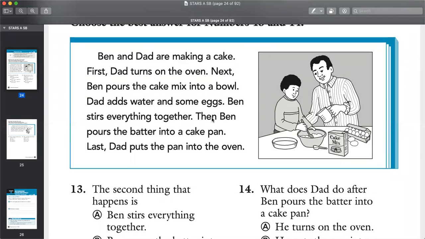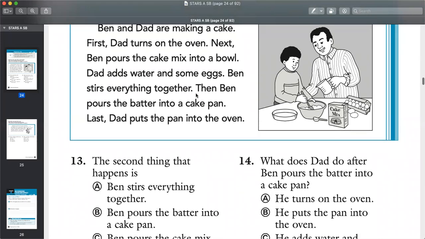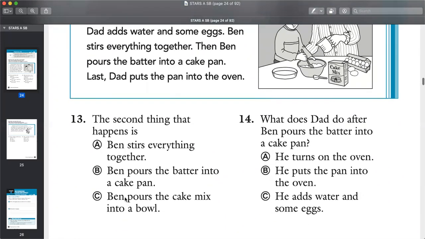So because it's a story that talks about certain things that they did in order, we can find out the second thing that happened. So let's find out what the second thing is. First, Dad turns on the oven. What's the second thing? Next, Ben pours the cake into a bowl. Ben pours the cake into a bowl. So that would be C.